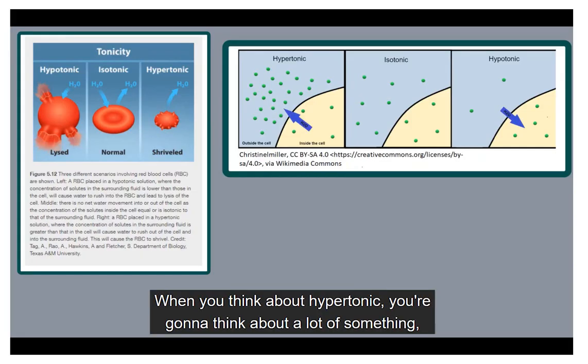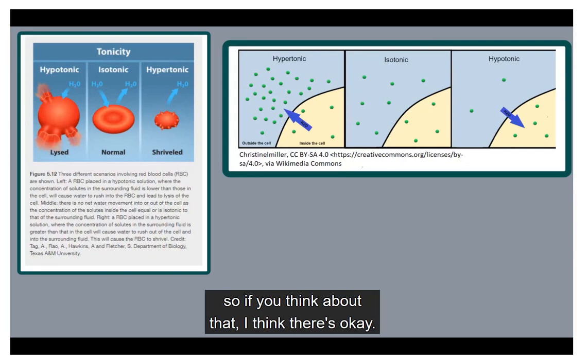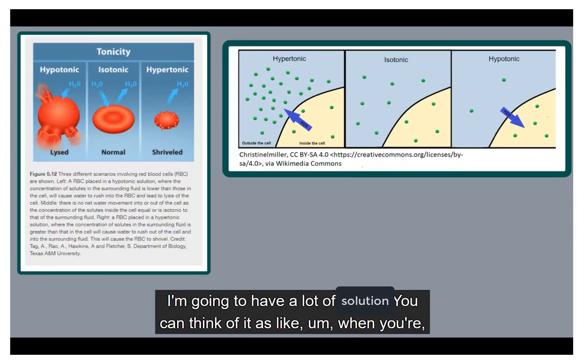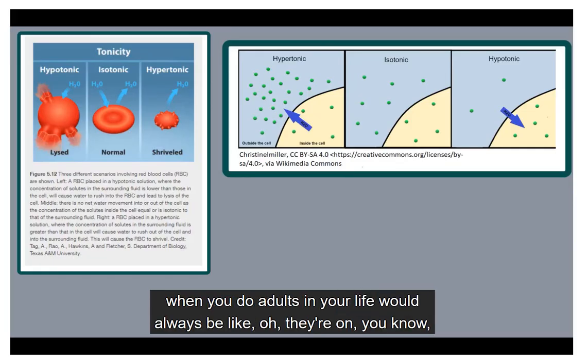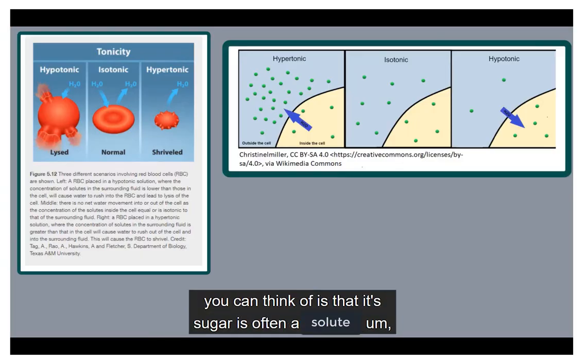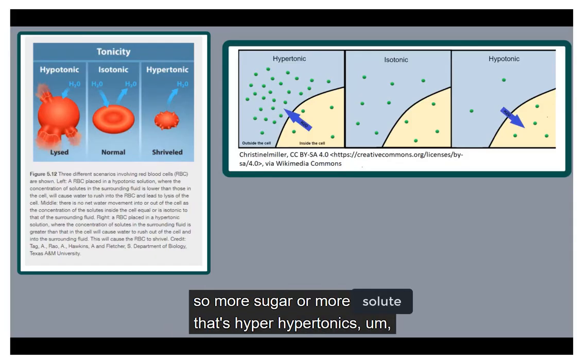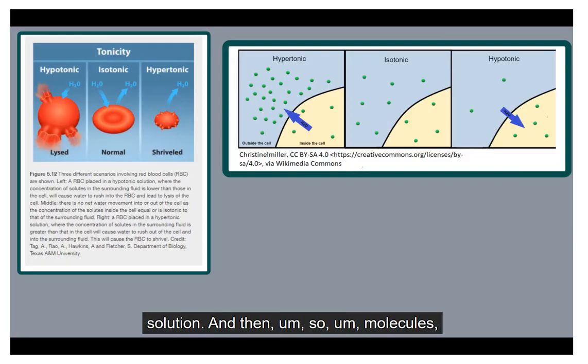When you think about hypertonic, you're going to think about a lot of something, right? If you're hyper, you have a lot of energy. So I think of it as, okay, I'm going to have a lot of solute. You could think of it as when the adults in your life would always say they're hyper because of sugar. Sugar is often a solute when we're talking about solutions. So more sugar or more solute, that's a hypertonic solution.